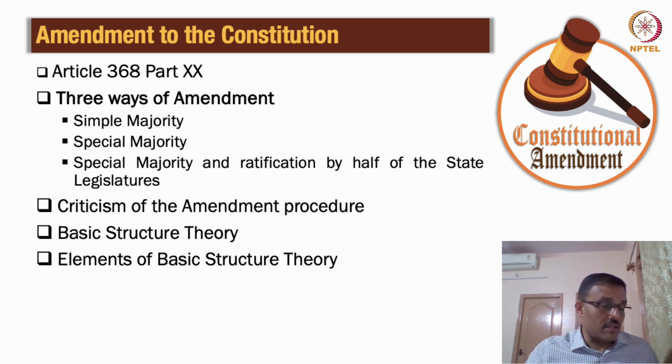Free and fair elections is a basic structure. Federalism is a basic structure. Secularism is a basic structure. So federalism, secularism, democracy, unity and integrity of the nation, social justice, and judicial review. So six things were laid down in the most famous case called SR Bommai case of 1994. So SR Bommai also was a very important turning point in our constitutional history.